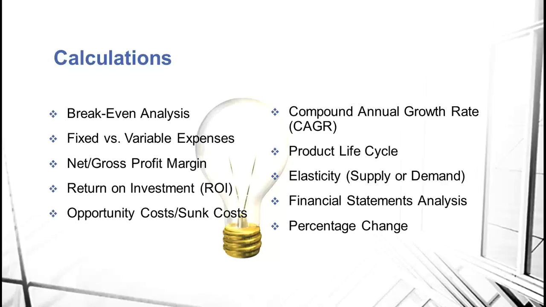So what is the return on the input that's being made? Opportunity costs and sunk costs, these are things that come up. What is the opportunity cost of a certain business decision? And then, is this a sunk cost? Is this a cost we no longer need to consider because the expense has already been incurred? Make sure you're familiar with that. On the other side here, we have compound annual growth rate, product life cycle, elasticity, financial statement analysis, and percentage change. So these are other things that you might see come up in your case interviews. Be familiar with these terms and have an understanding of where they might fall.